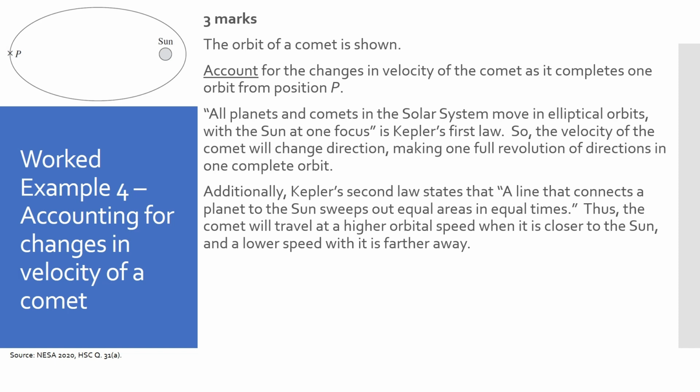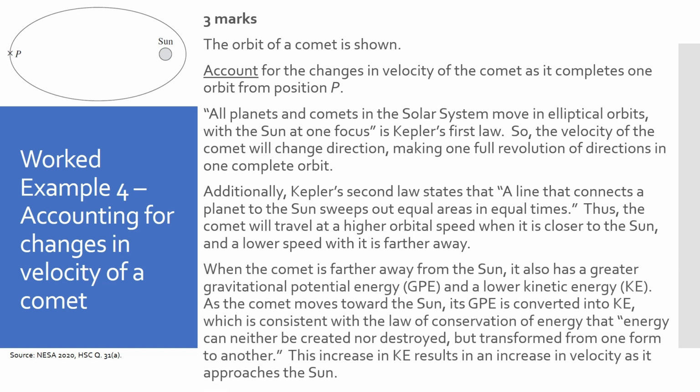Additionally, Kepler's second law states that a line that connects a planet to the Sun sweeps out equal areas in equal times. Thus, the comet will travel at a higher orbital speed when it is closer to the Sun and at a lower speed when it is farther away.